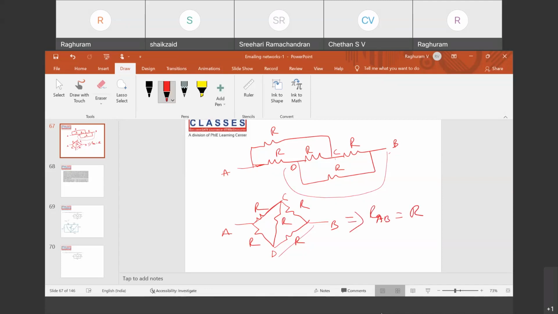Whenever you see a Wheatstone bridge, you have to check for balanced bridge condition. And if all the resistors of the Wheatstone bridge are equal, the equivalent is R. Remember from the last class, if all the resistances of a Wheatstone bridge are equal, then the equivalent resistance is R. If you remove this, what happens? These two are in series. R and R series is 2R. 2R parallel with 2R is R. Or if you short it, R and R parallel, R and R are parallel. R by 2 plus R by 2 is R.